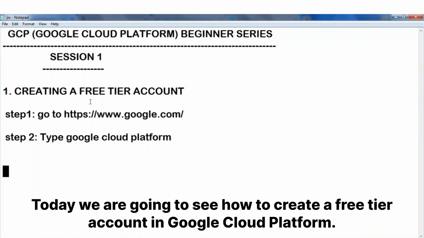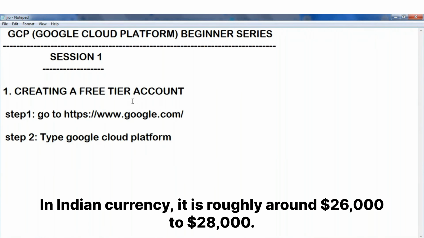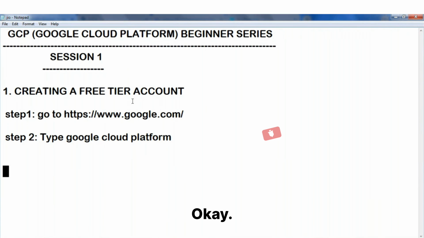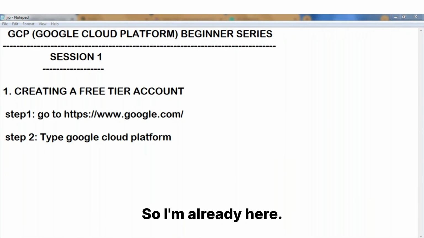Today we are going to see how to create a free tier account in Google Cloud Platform. This free tier account is valid for a period of 90 days with a credit of around $300. In Indian currency, it is roughly around 26,000 to 28,000. To create a free tier account, first we need to go to google.com. Let me open that. So I am already here.